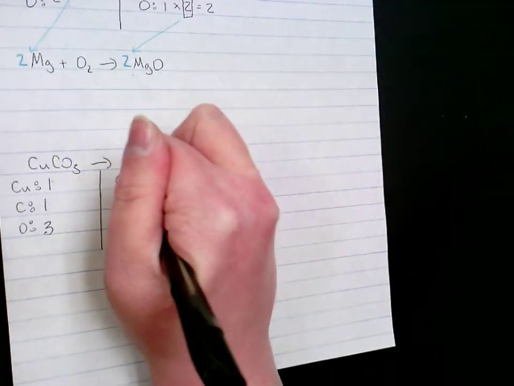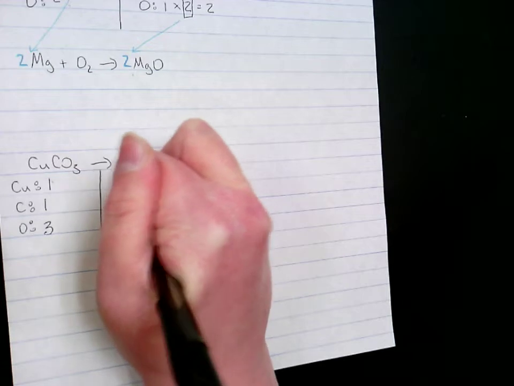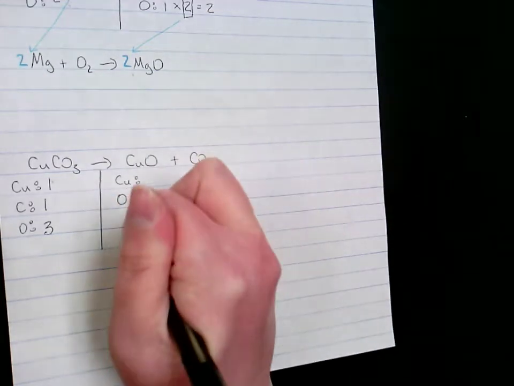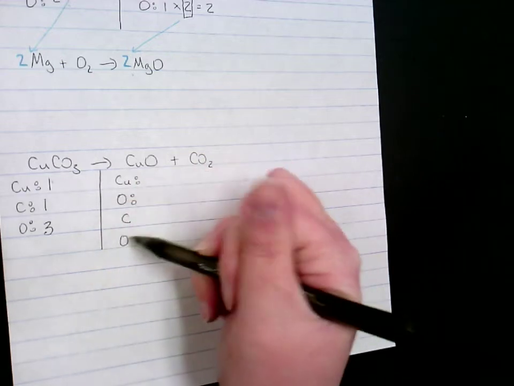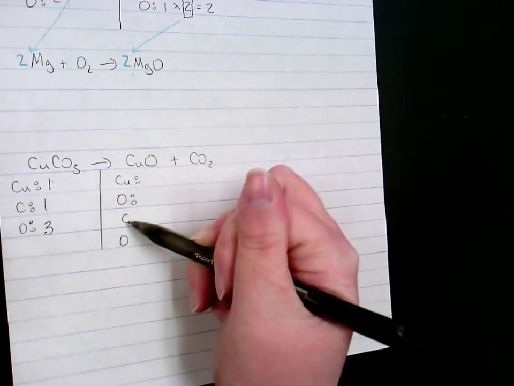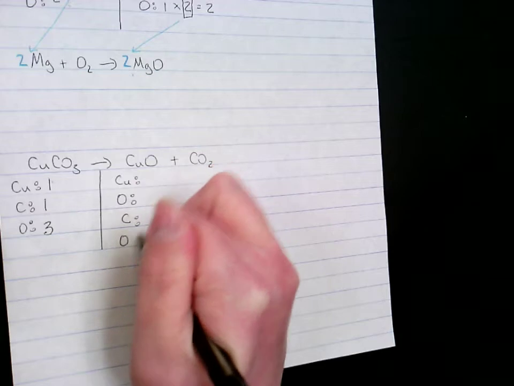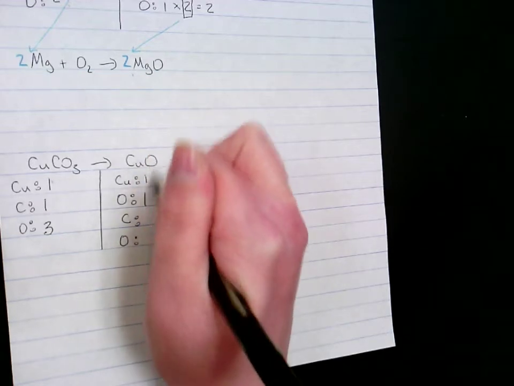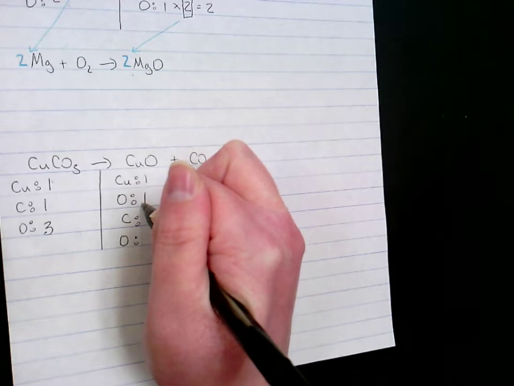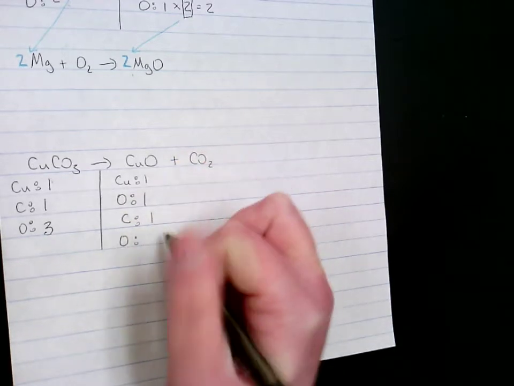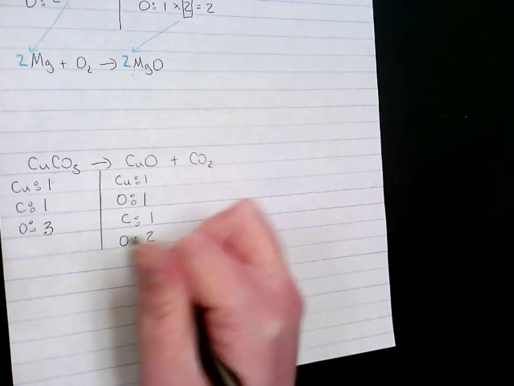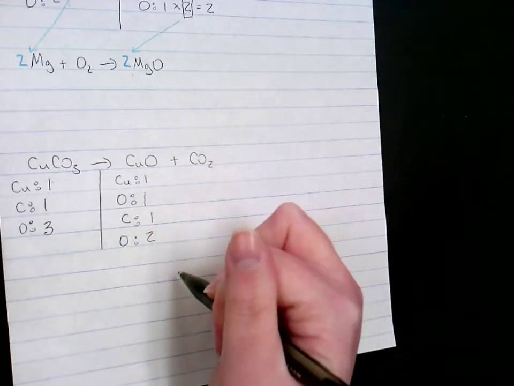So I'm going to list the oxygen that's bonded to the copper, and then I'm going to list the oxygen that's bonded to the carbon. So I have 1 copper atom and 1 oxygen atom that's bonded to it. And then I have a carbon atom, and I have 2 oxygens that are bonded to that carbon atom.